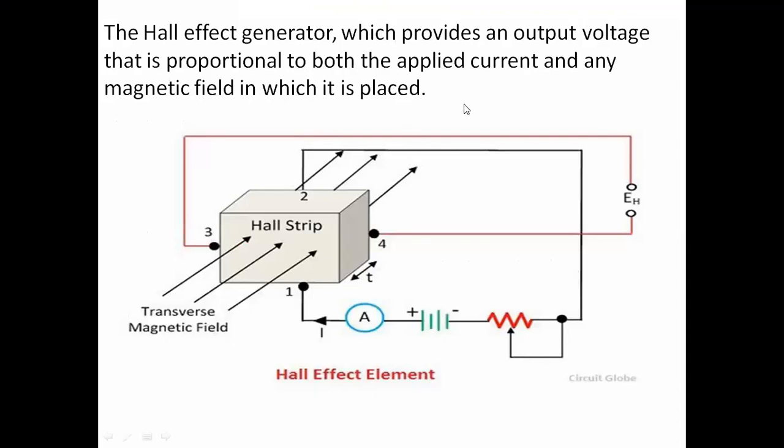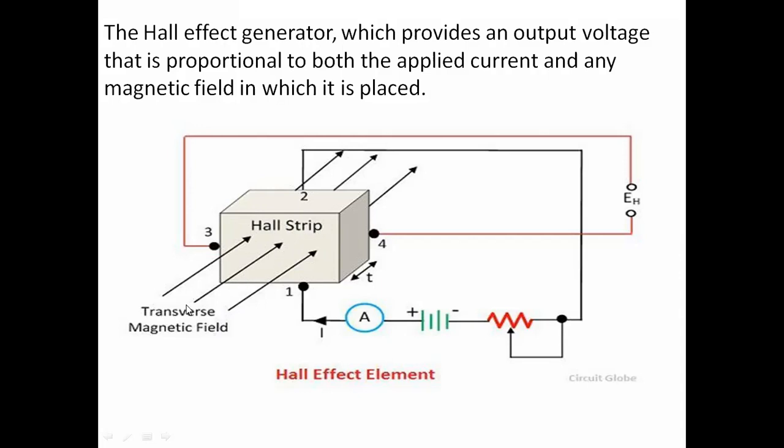So then the next one is the Hall effect transducer, or we can call it a Hall generator. In this particular Hall effect, we have considered a semiconductor strip, which will be called a Hall strip. For this Hall strip, we have to apply a transverse magnetic field to this semiconductor material.